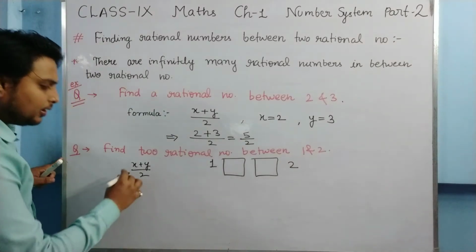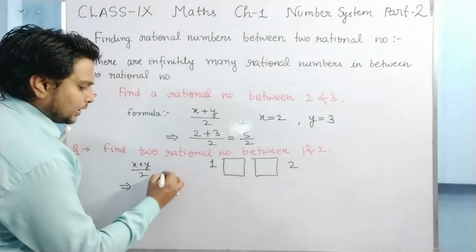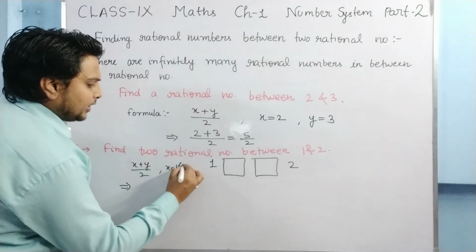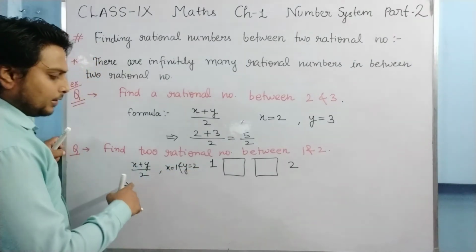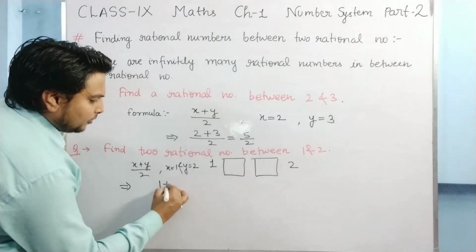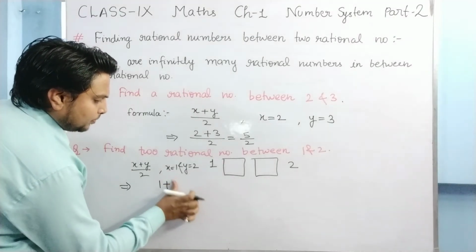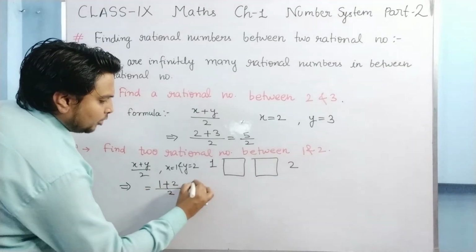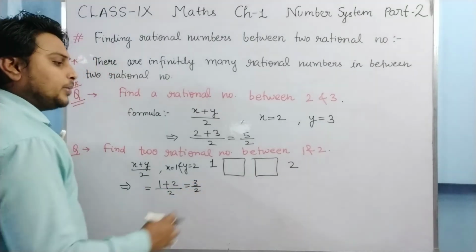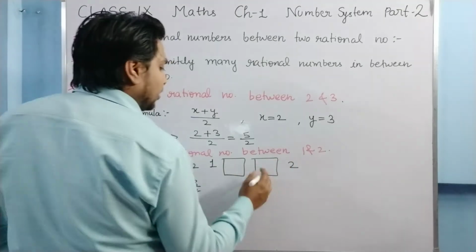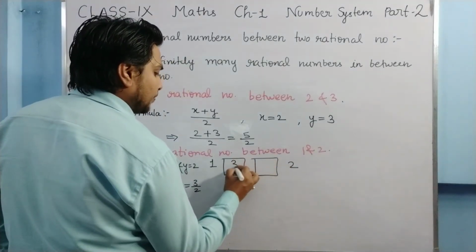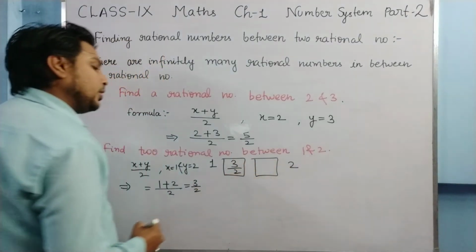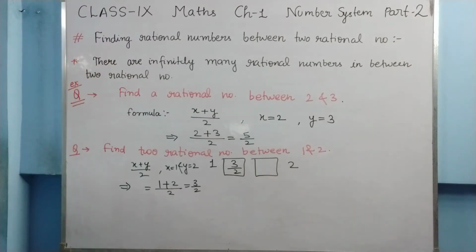We will first apply it, supposing x is 1 and y is 2. Then if we apply this formula, what do we get? (1 plus 2) upon 2. So it will be 3 by 2. It means in between 1 and 2 there is 3 by 2. So we got a value 3 by 2.